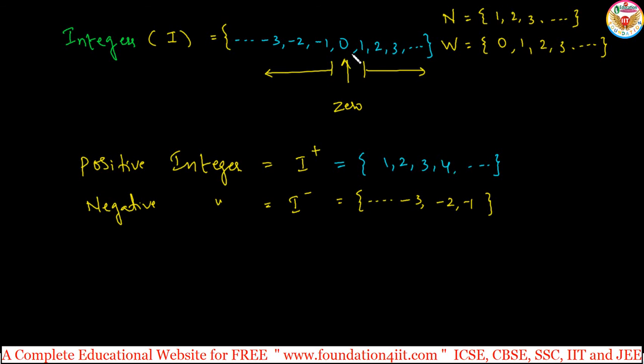It's neither negative nor positive. So 0 is not positive and not negative. Only 0 is the integer, and then the positive and negative ones from 0 onwards. The right side is the positive, and apart from 0, the left side values are negative integers. Okay, let us see the property using this. Next we'll continue with how to do multiplication of integers and their properties.